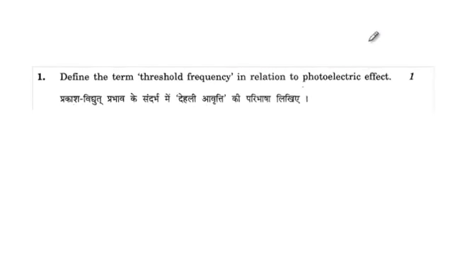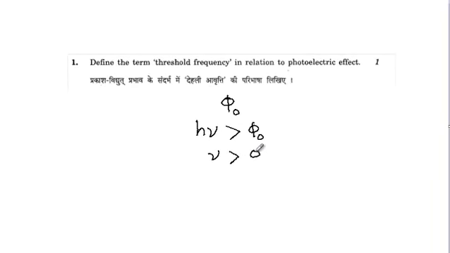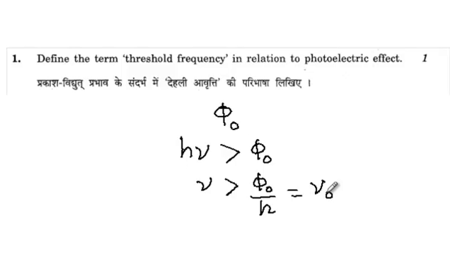Threshold frequency is the minimum frequency of the incident radiation below which emission of photoelectrons is not possible. So, if the work function of the material is denoted by phi naught, then the energy of the incident radiation is h nu. This has to be greater than phi naught. That means the frequency of the incident radiation has to be greater than phi naught by h. And this value, phi naught by h, is the threshold frequency below which there will be no emission of photoelectrons.